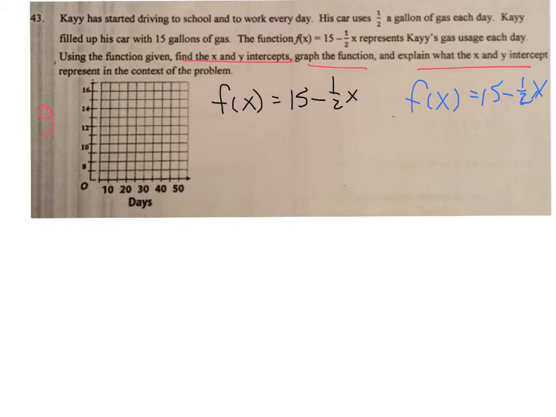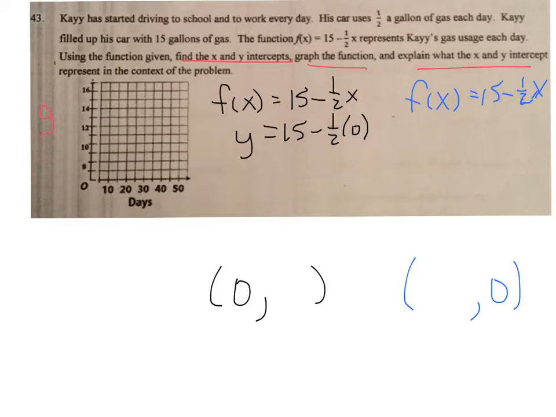Now, on the one on the left, we're going to find when x is equal to 0. So when x is equal to 0, what is y? And then on the right, we're going to find out when y is equal to 0. Those are going to be my intercepts. Remember, another name for f of x is y. Y equals 15 minus 1/2 times 0. This cancels out, and I'm left with 15. So when x is 0, y is 15.